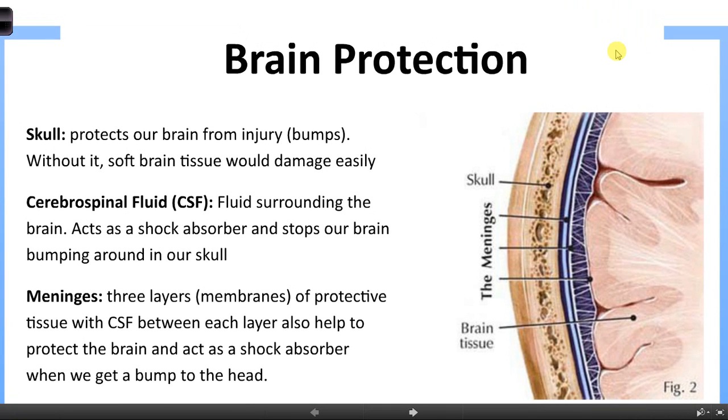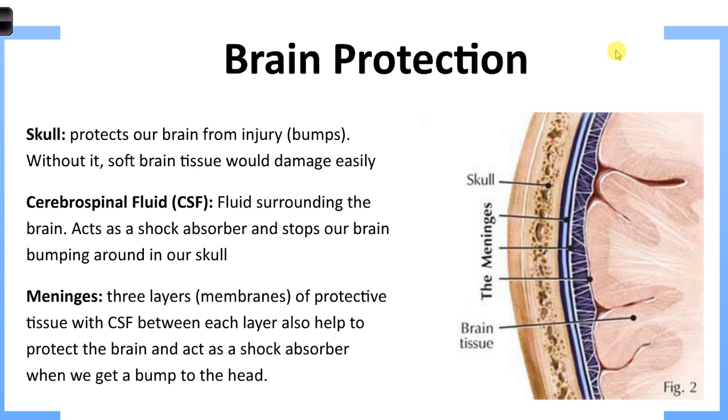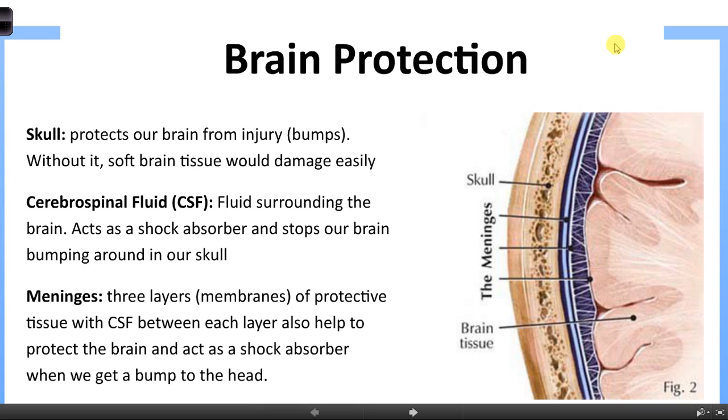Okay, so in this tutorial I'm just going to quickly go through some of the protective layers surrounding the brain. We looked at the structure of the brain itself, and in this one we're going to look at some of the protective layers surrounding it. This will be a really quick little one. So firstly, obviously there is the skull.